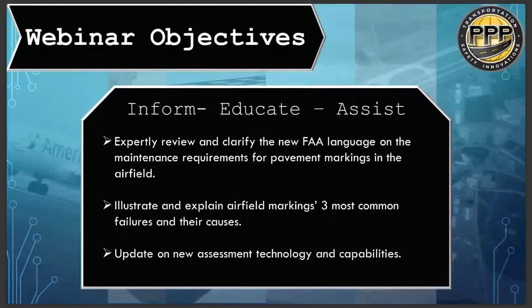Our objectives today is to inform, educate, and assist. We're going to do this by expertly reviewing and clarifying the new FAA language on the maintenance requirements for pavement markings in the airfield. Also, we'll illustrate and explain airfield markings' 3 most common failures and their causes. And we're going to update you on some new assessment technology and capabilities.